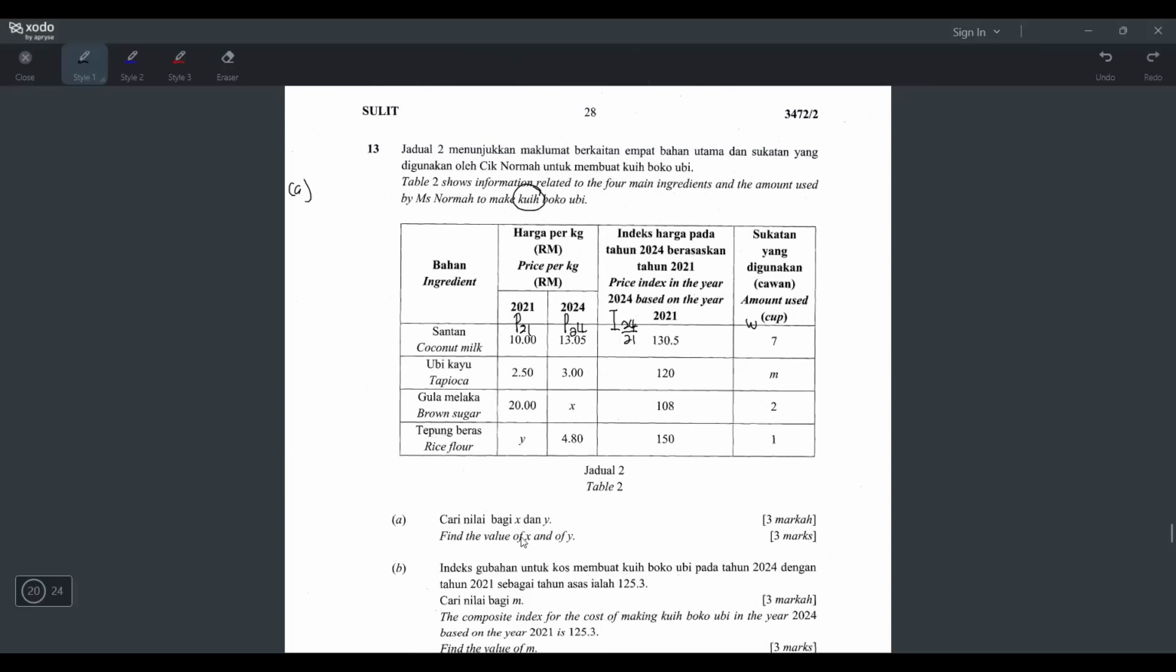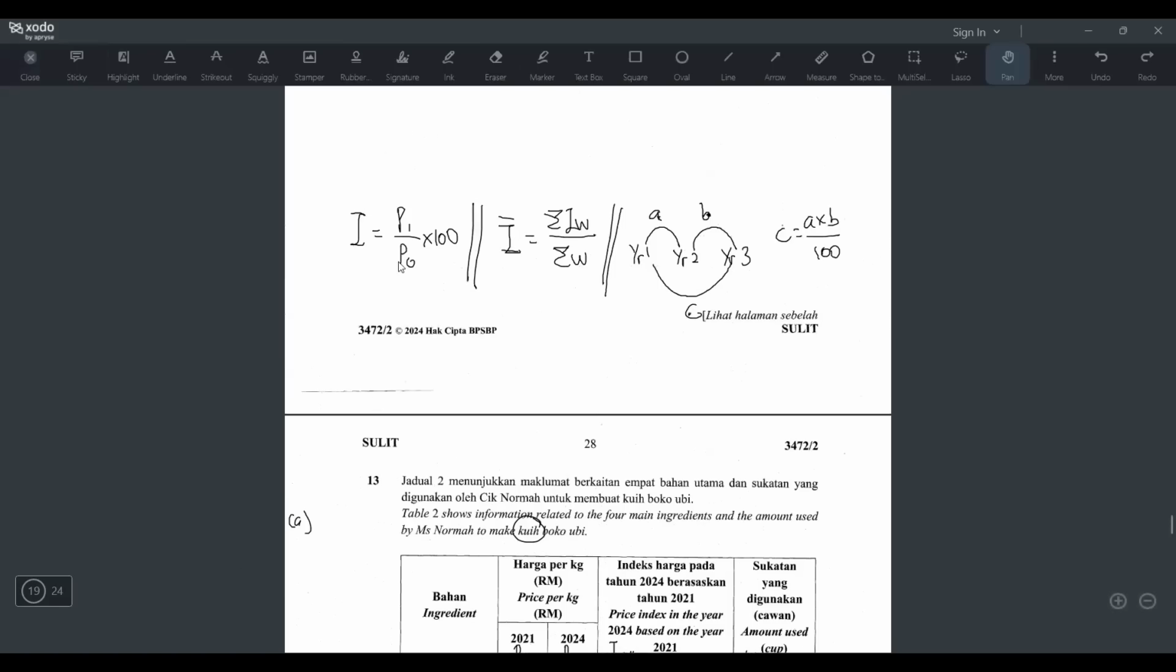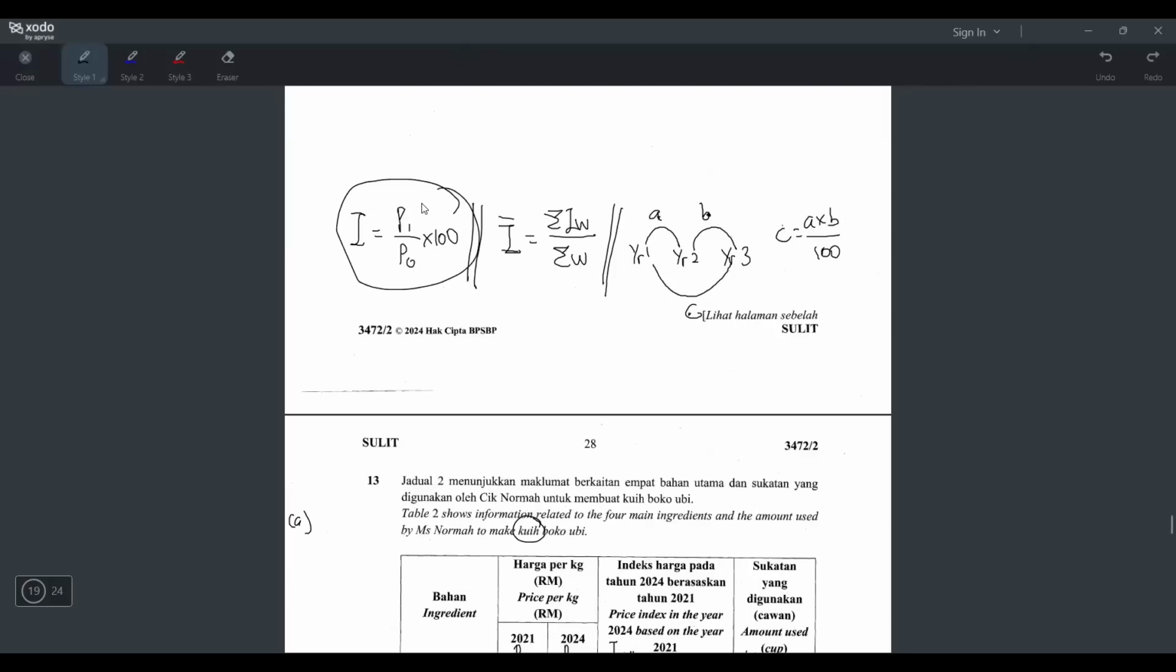So they want you to find the value of X and Y, right? So if you look here, how to find X and Y. X is actually the price, Y is also the price, right? So can you tell me which of these formulas you will use? There are 3 formulas. Which formula will you use to find it? The first one, because only the first formula can be used to find price.